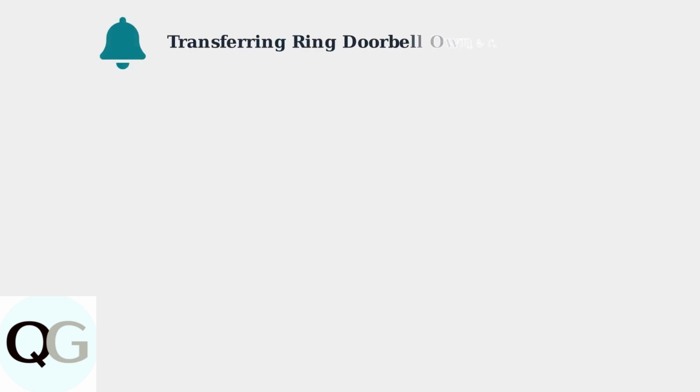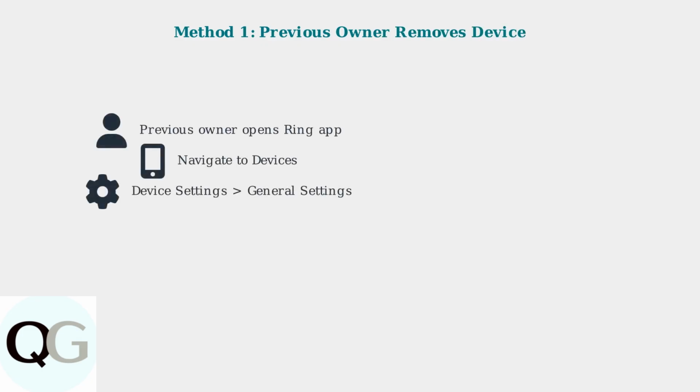When you move into a new home with an existing Ring doorbell or receive one as a gift, you'll need to transfer ownership to gain full control of the device. The simplest method requires the previous owner to remove the device from their Ring account.